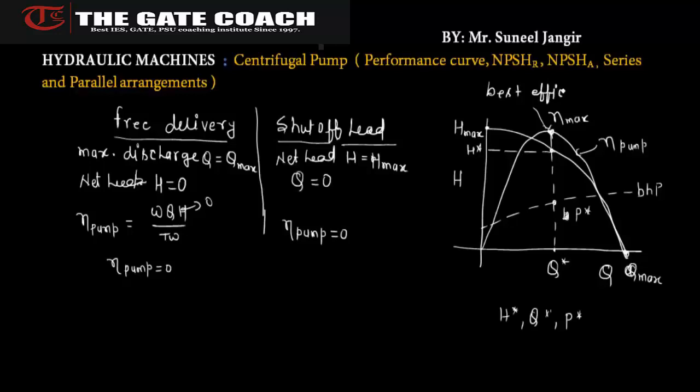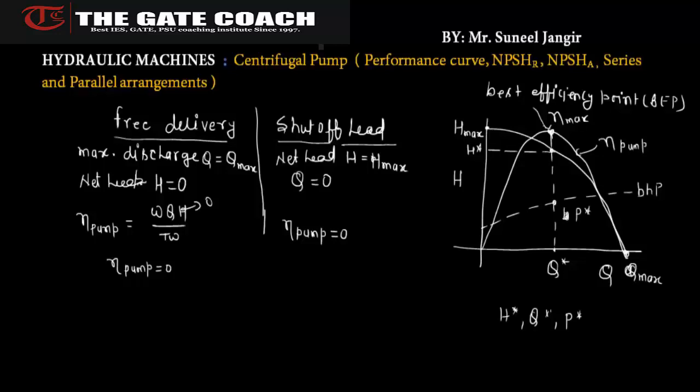So we can define this point, where the efficiency is maximum, as the best efficiency point, and I'm saying this is BEP in short. So this is the best efficiency point. This is H star, this is P star, and this is Q star. So all these 3 values are available at the best efficiency point. Okay, so this curve we are defining here.